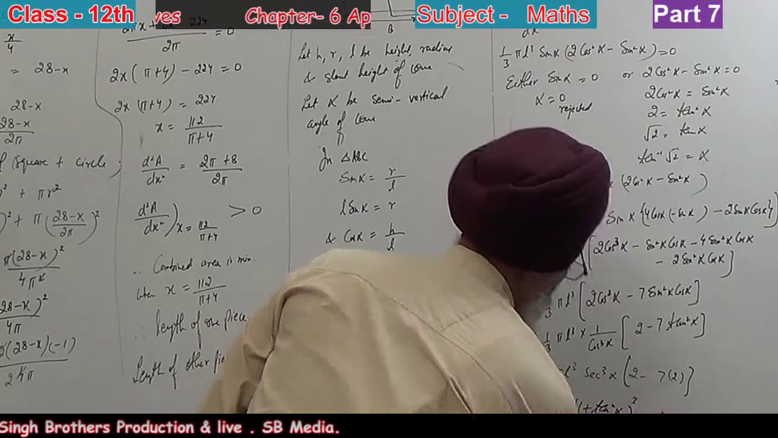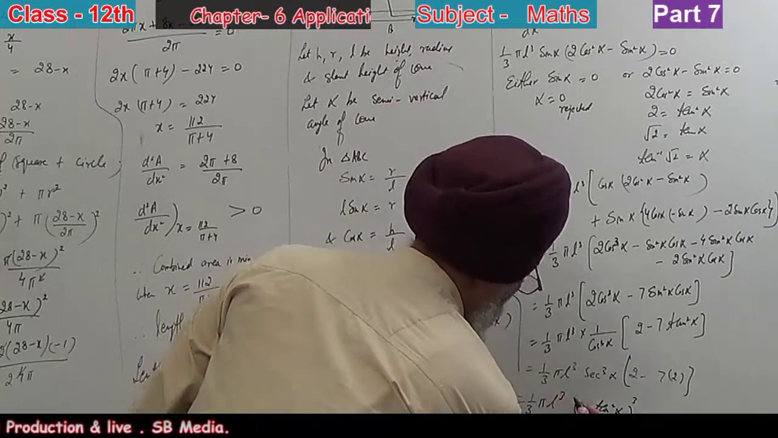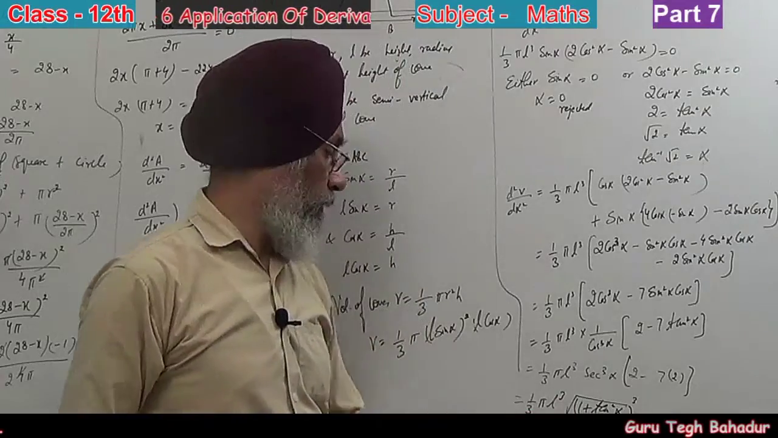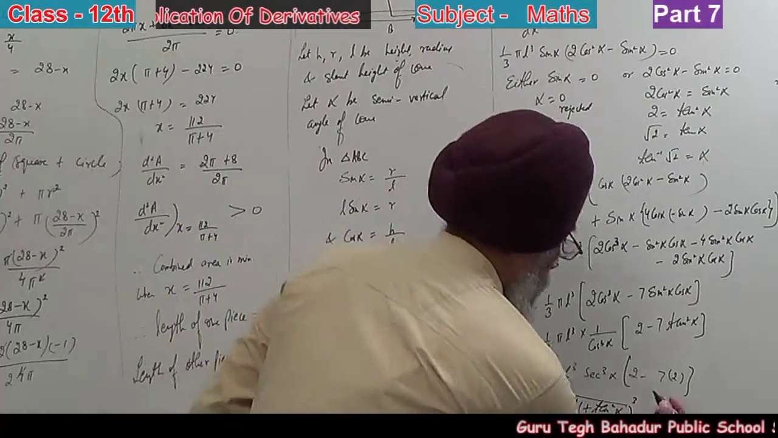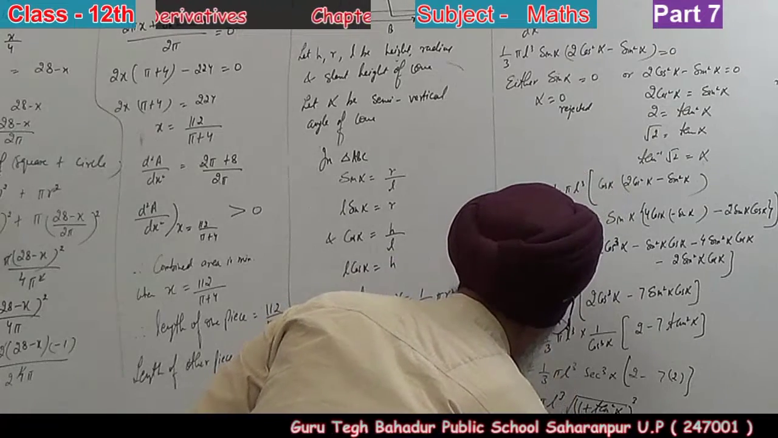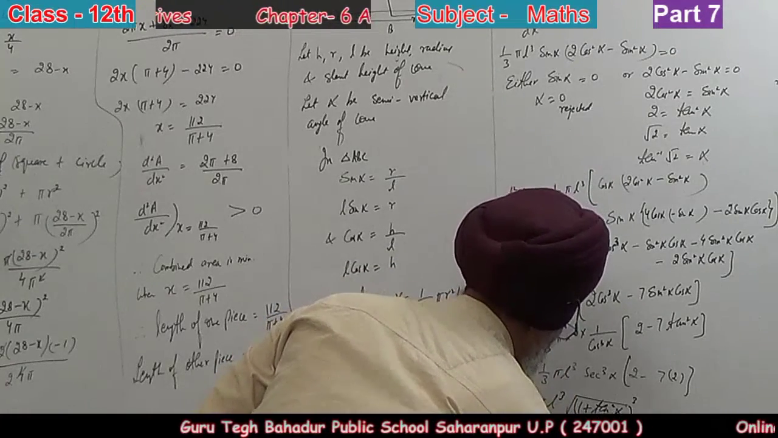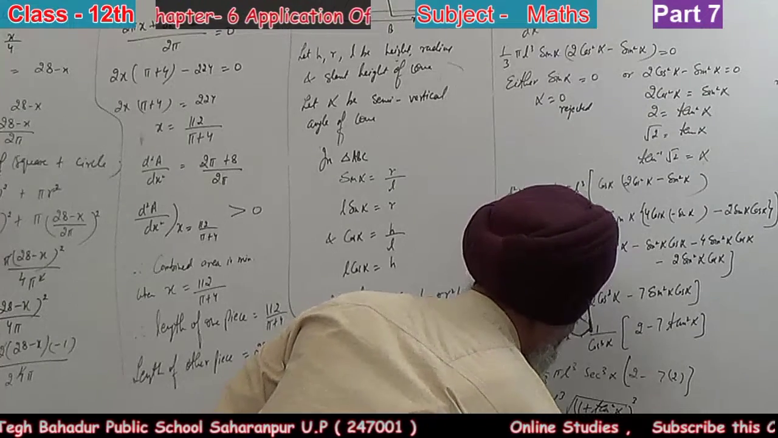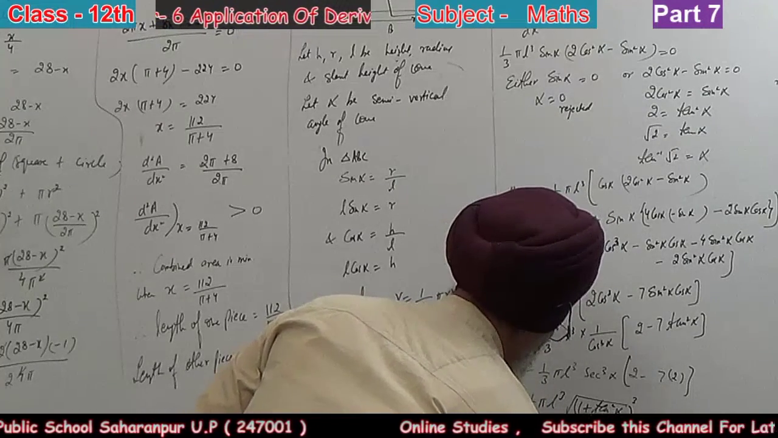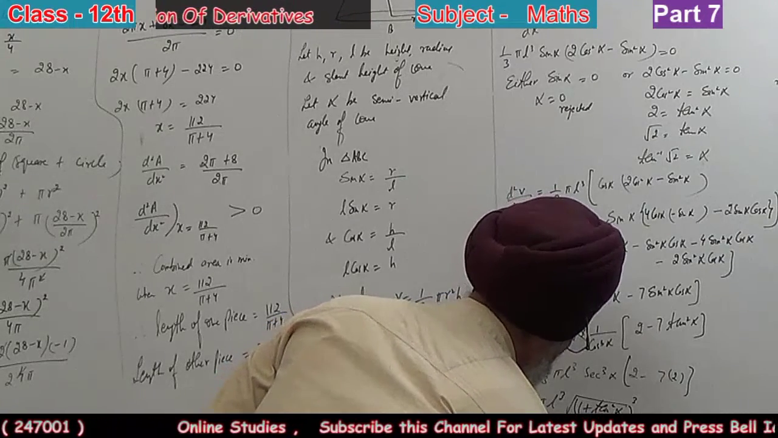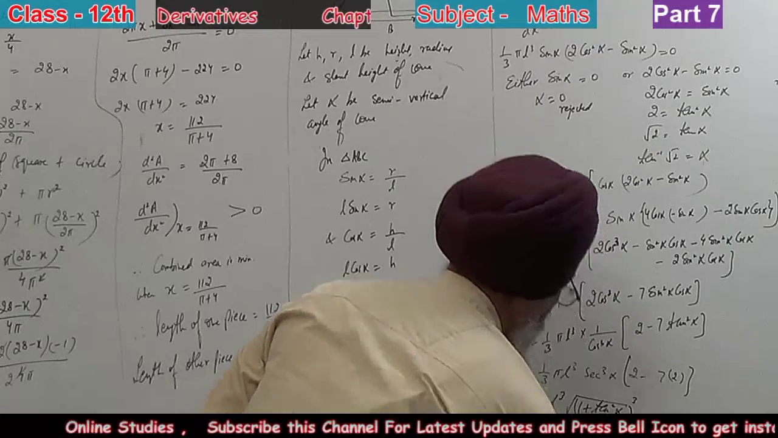1 upon 3 pi L cube, sec cube alpha means 1 plus tan square alpha to the power 3 by 2, because sec square alpha is equal to 1 plus tan square alpha. 3 minus 14 is minus 12, becomes minus 4 pi L cube, 1 plus 2 square root power 3, means minus 4 pi L cube, 3 to the power 3 by 2, whole expression is less than 0.